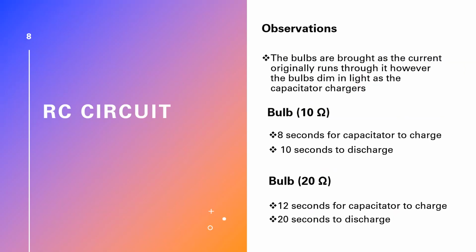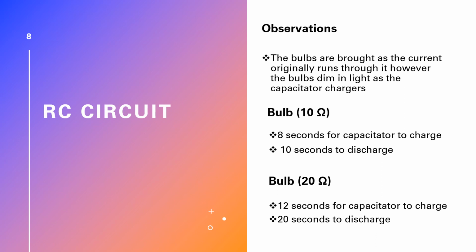In this part of the lab, we were instructed to create an RC circuit. We connected a light bulb, battery, and capacitor in series. This allowed us to see that the bulb is bright as the current originally runs through it. However, the bulb dims as the capacitor charges. When we disconnected the battery from the circuit, we saw the capacitor discharge, and we once again saw the bulb light up and eventually dim again.